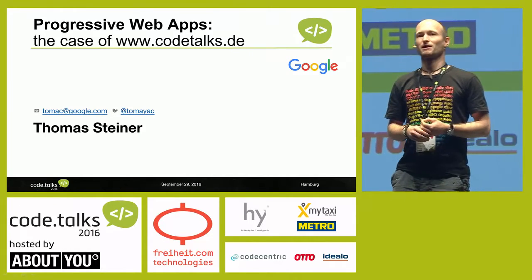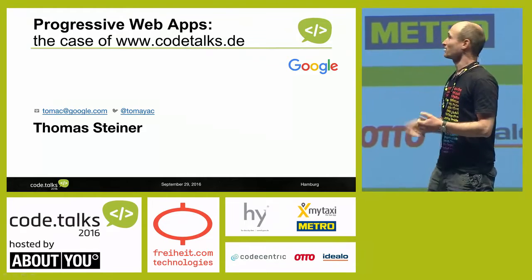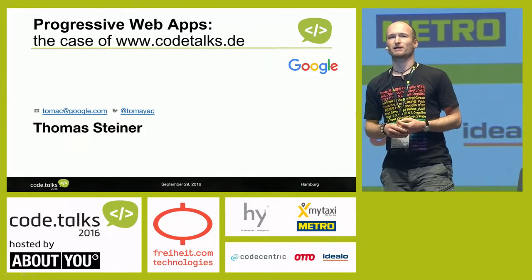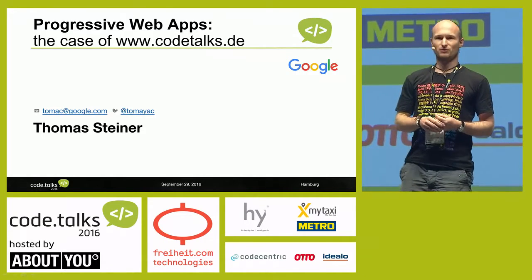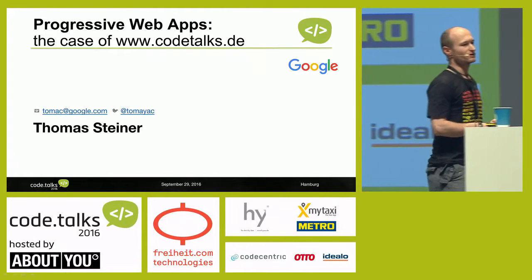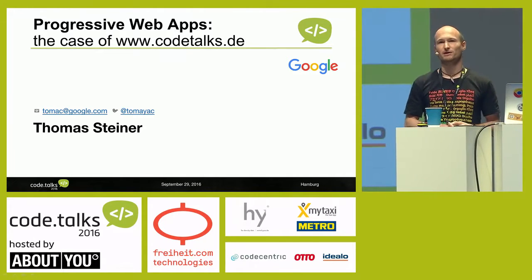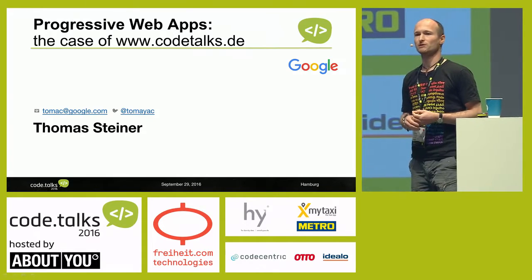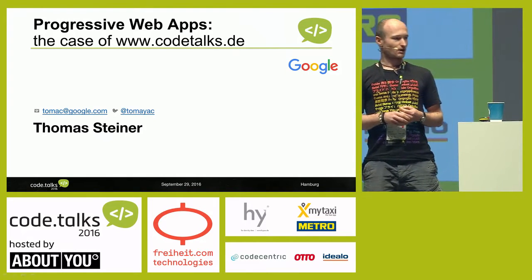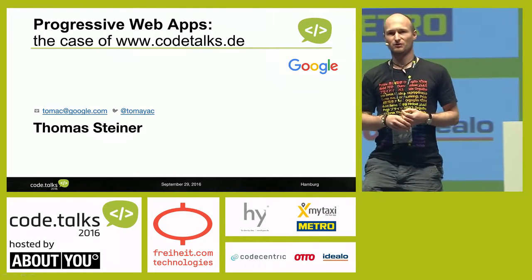That's great. So my name is Thomas Steiner. I'm a solutions engineer at Google. And today I'm here to talk about progressive web apps, and in particular, the case of www.code.talks.de.